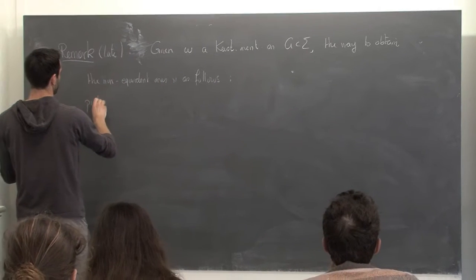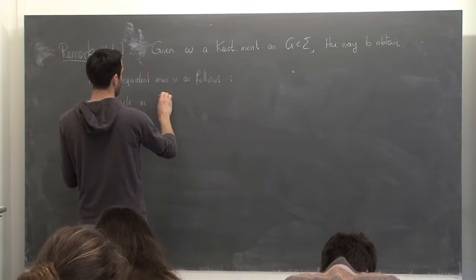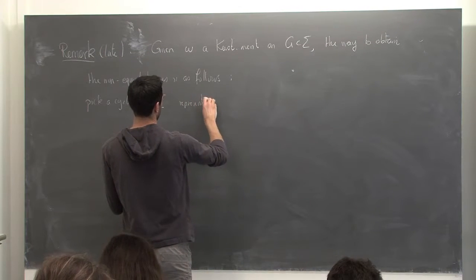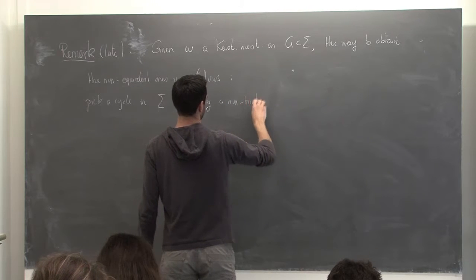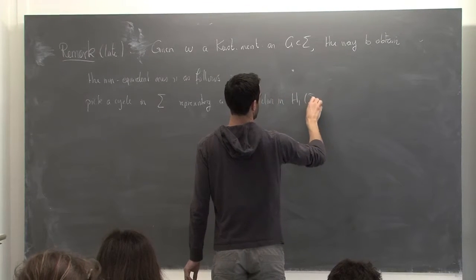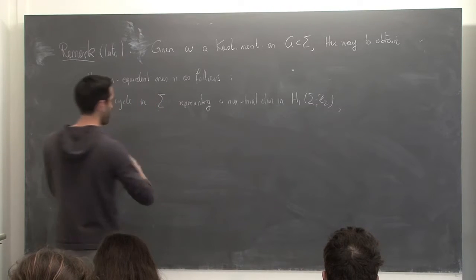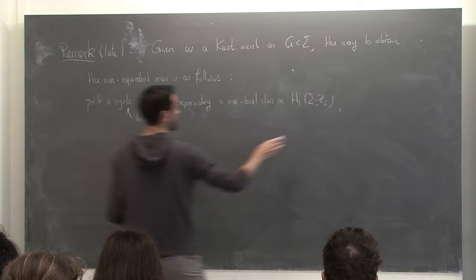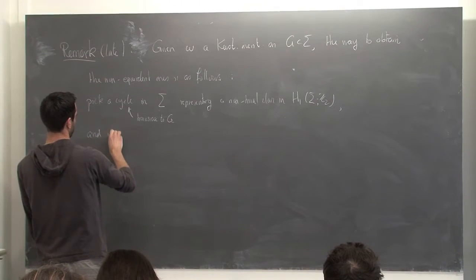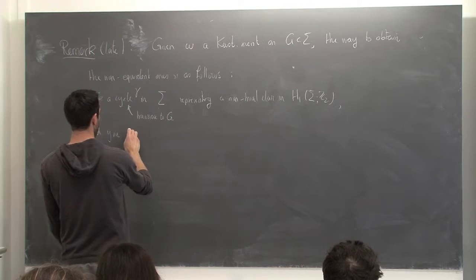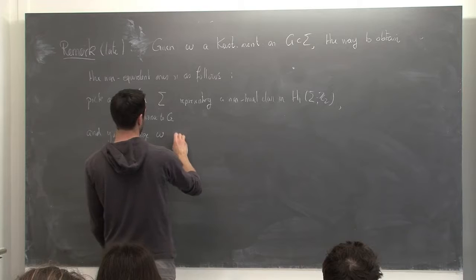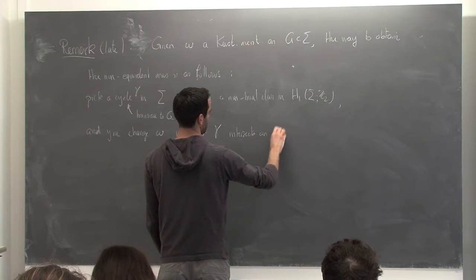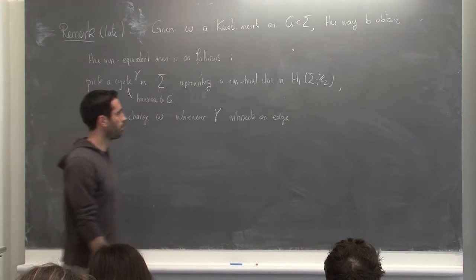You pick a cycle in sigma which represents a non-trivial class in the homology, and you want your cycle to be transverse to G. So let's say gamma is the cycle, and you change omega whenever gamma intersects an edge. You see what I mean?